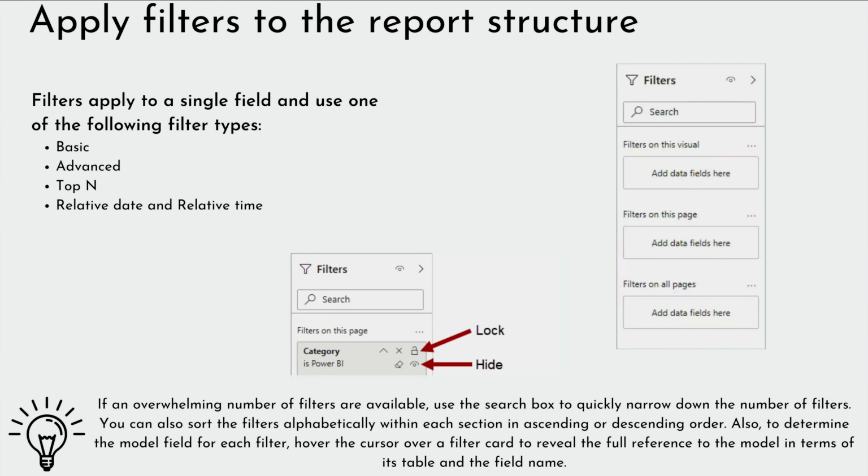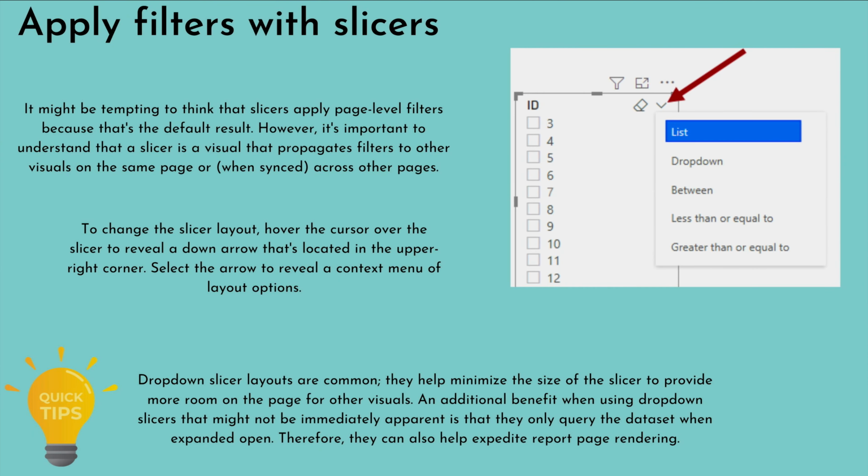Apply filters to the report structure. We have already seen how you can apply basic, advanced, top N, relative date and relative time filters. Also, I have explained what is lock and what is hide, so you should be aware of them now. If you would like to read this, you can pause your screen and read it. Here in this section you will get to know the different options in slicers that you find, like I have shown you: list, dropdown, between, less than or equal to, greater than or equal to, plus some operators, that is AND and OR, that you can apply.